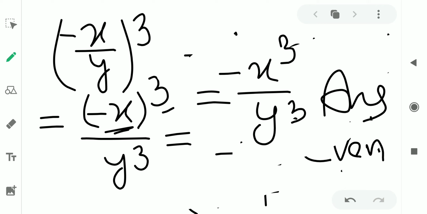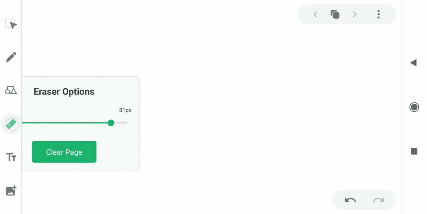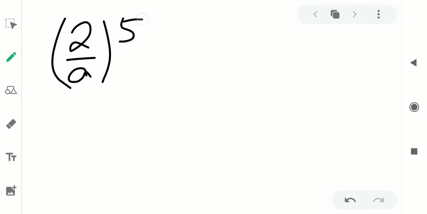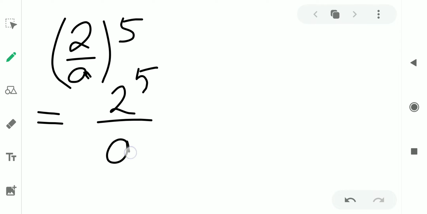Okay, so let me give you one more example of such type of question. Let's say the question is 2 by a whole to the power 5. Now see, here we have 2 by a. Here in the numerator we have a number, and in the denominator we have the variable a. Doesn't matter, we just have to implement here the formula. So as per the formula, it will be 2 to the power 5 divided by a to the power 5.